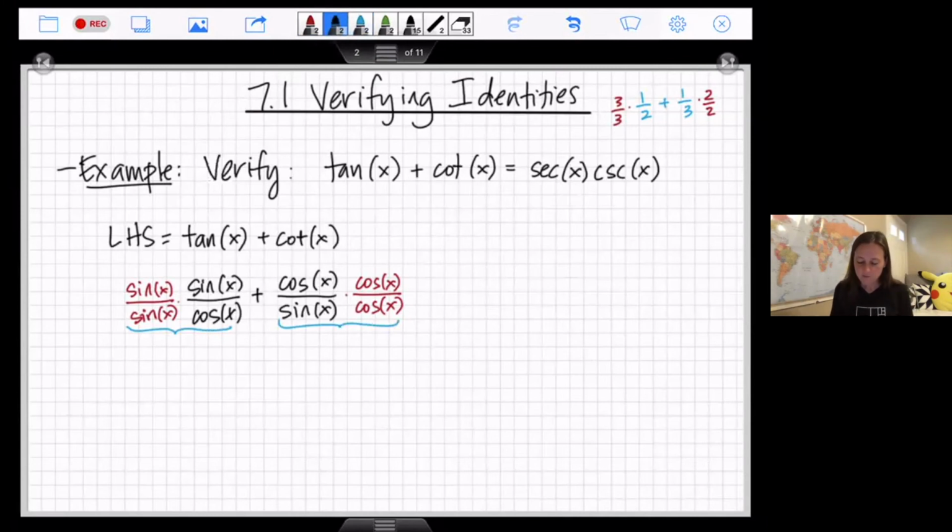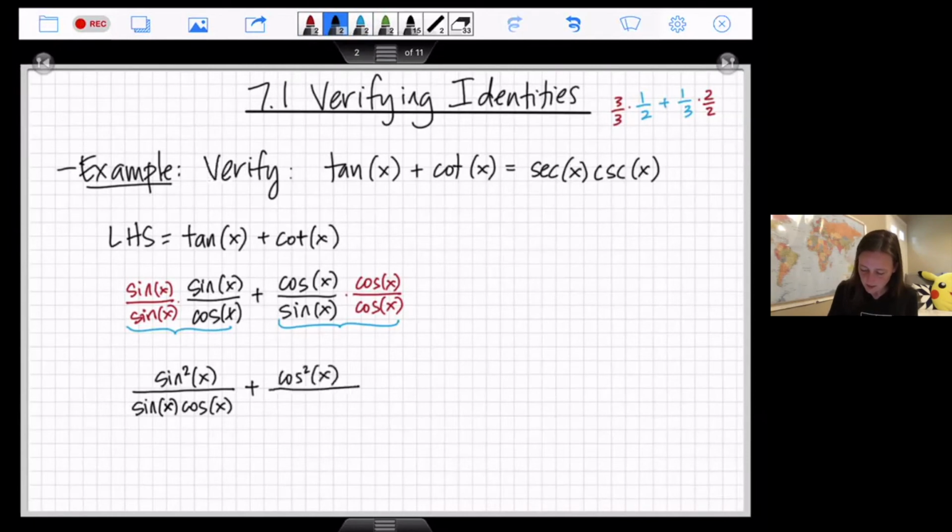All right, so look at the first blue bracket there that I have. That first term, I'm going to multiply fractions across the top. Sine times sine would give me sine squared. And on the bottom, I have sine times cosine. My second blue bracket, I have the top times the top. Cosine times cosine gives me cosine squared. And then on the bottom, I have that sine times cosine.